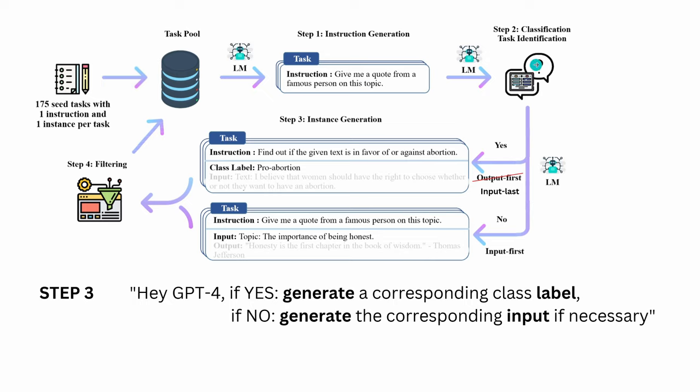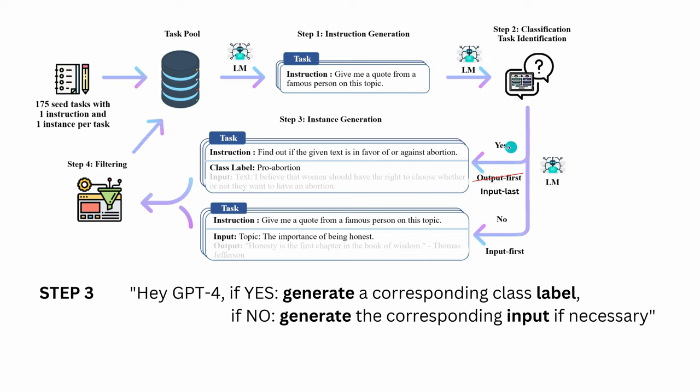Let's have a look at this. Let's say that the instruction that GPT-4 created here is: find out if the given text, we have no idea what the given text is, is in favor of or against abortion. This is the official scientific example. This is not what I choose, but whatever. We stick with the original literature. So you have an instruction where you have the given text, you have no idea what it is, in favor of or against. So now you ask GPT-4, generate a corresponding class label.